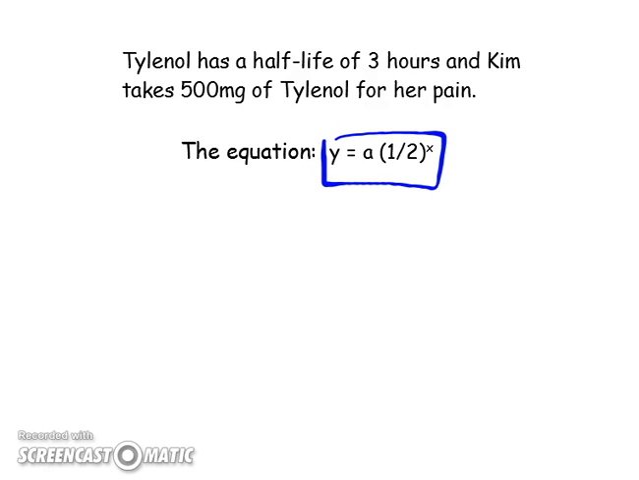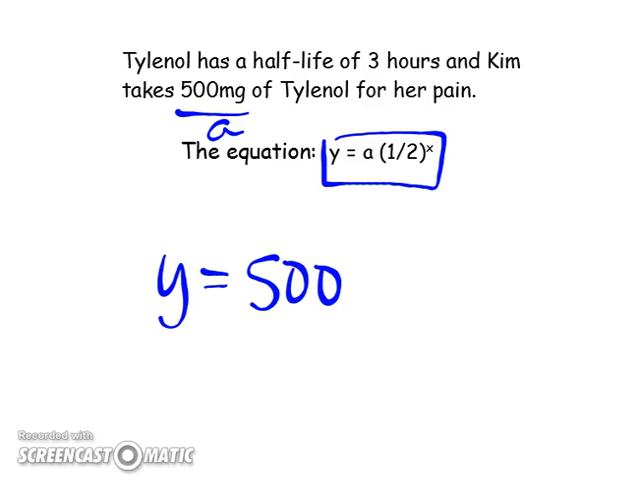She takes 500 milligrams of Tylenol, so that's her initial amount. That's A. X and Y stay X and Y. We don't know how many half-lives have passed, so we don't know how much is left in her system. This is just starting out. We have y equals the 500 milligrams of Tylenol times 1/2 to the x. That's our basic equation. If we want to graph this, that's the equation that we're going to graph.